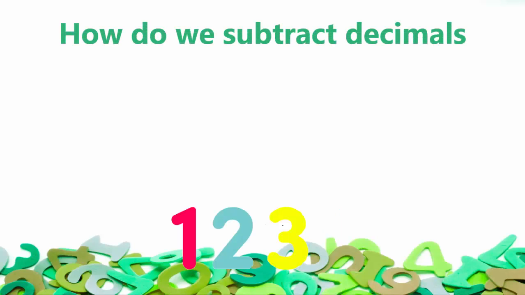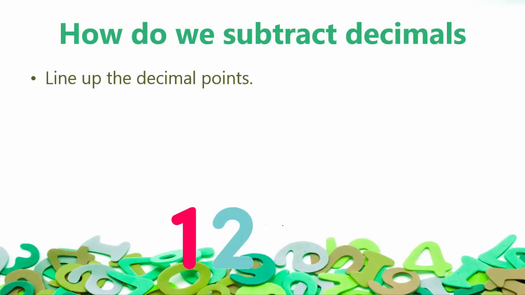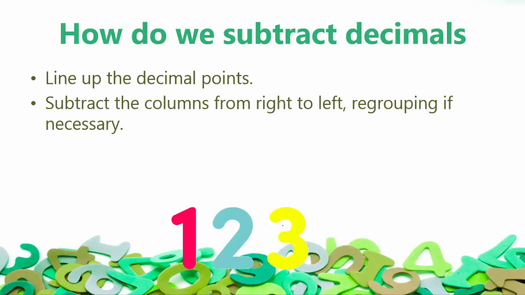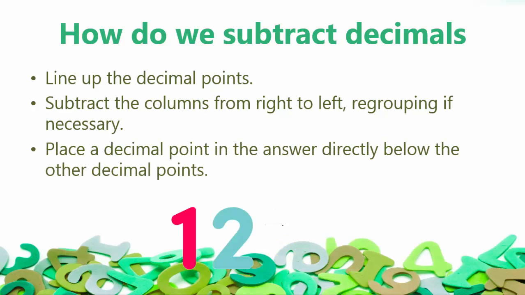How do we subtract decimals? Line up the decimal points. Subtract the columns from right to left, regrouping if necessary. Place a decimal point in the answer directly below other decimal points.